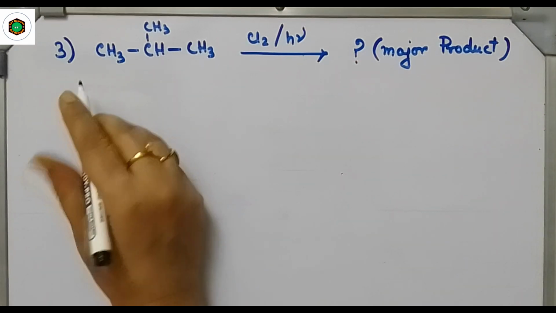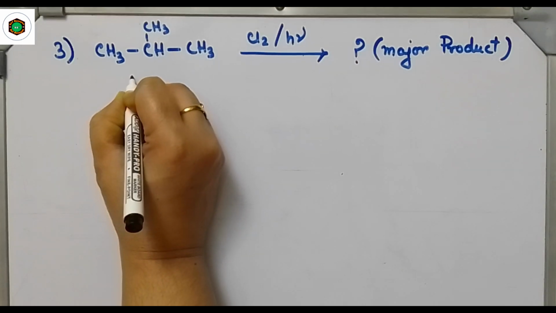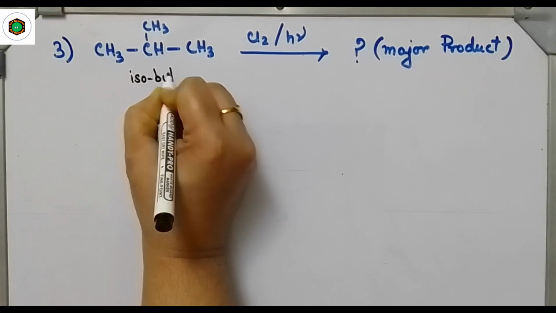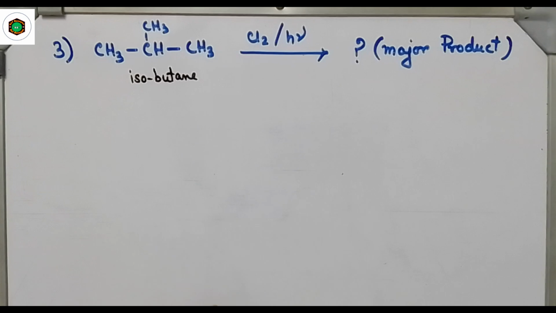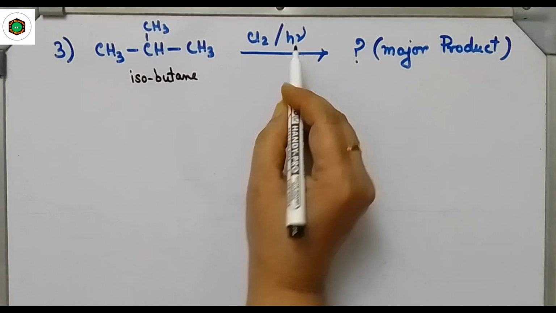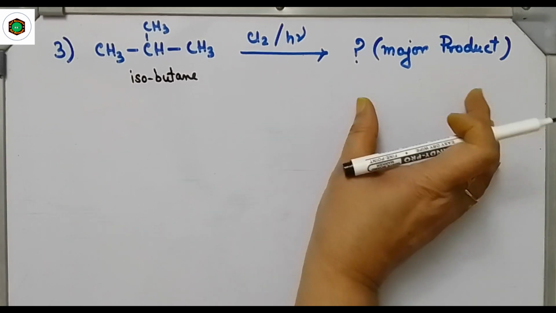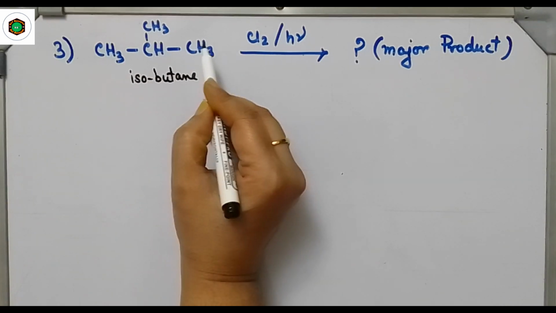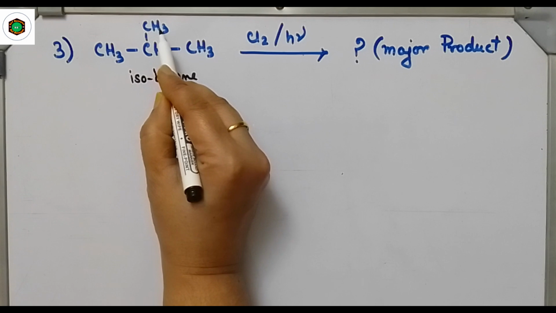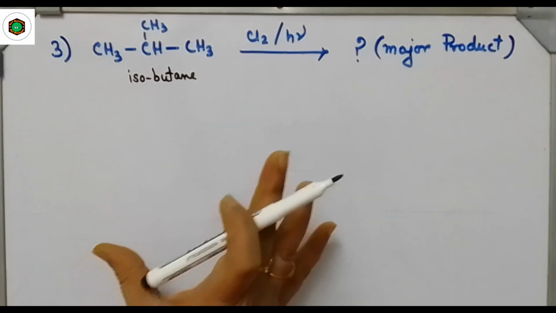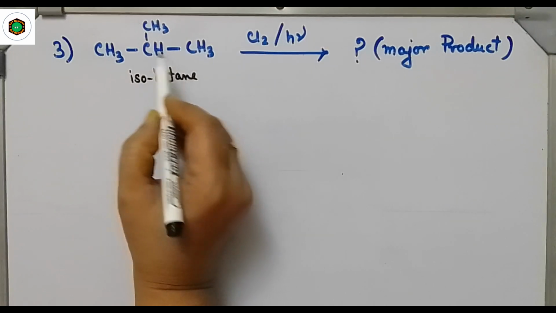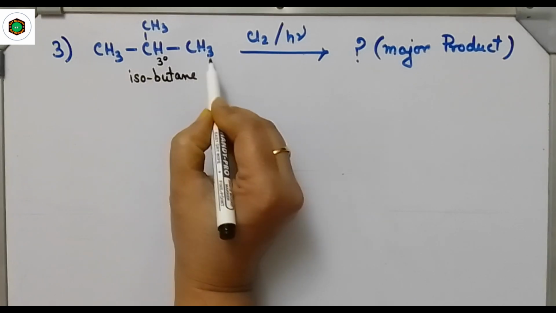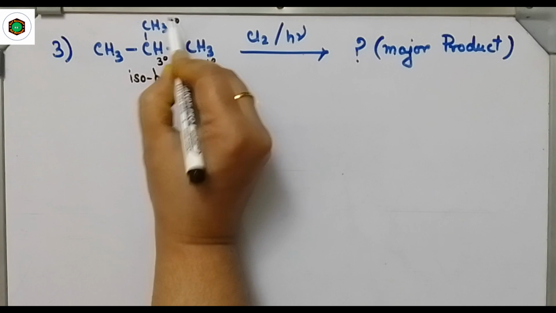Next question. Now see, this is isobutane. If you treat isobutane with chlorine in presence of UV light, what is the major product? Now see, here two types of hydrogens are there. 1, 2, 3, 4, 5, 6, 7, 8, 9: 9 hydrogens are primary hydrogens, and this hydrogen is tertiary.